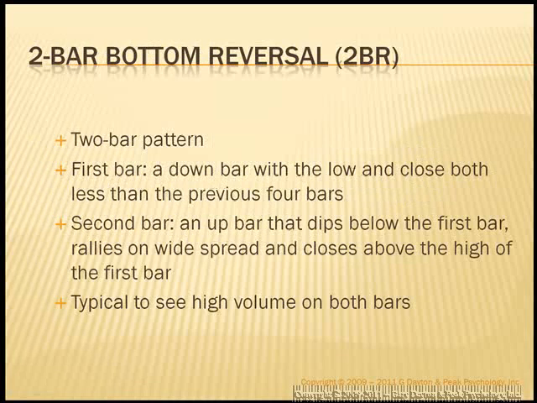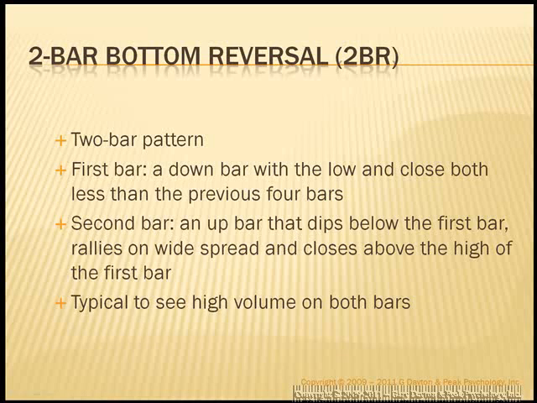All right, so one of the patterns that comes up frequently is this thing that we call a two-bar bottom reversal. It's a two-bar pattern. The first bar is a down bar with the low and the close down below the previous 3 or 4 or 5 bars. And it's just an area below the previous bars. Then the next bar in this pattern is an up bar. And it's best when it can dip below that first bar, rally up on wide spread, and close above the high of that first bar.